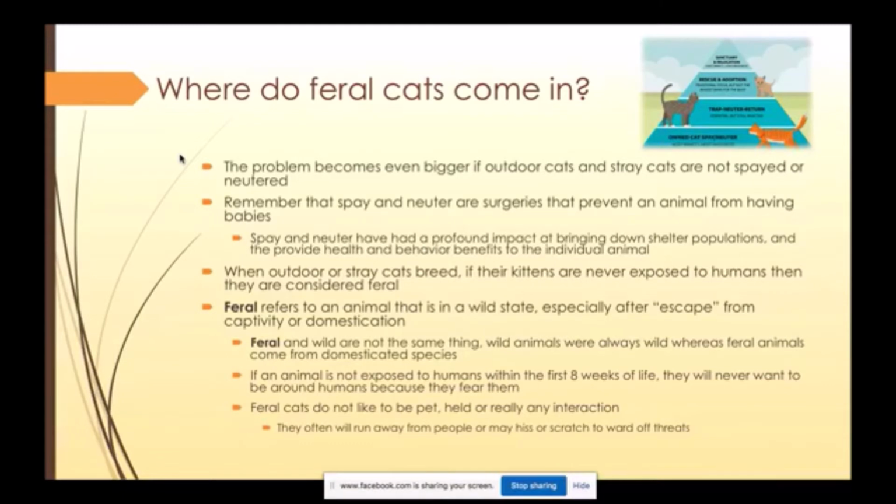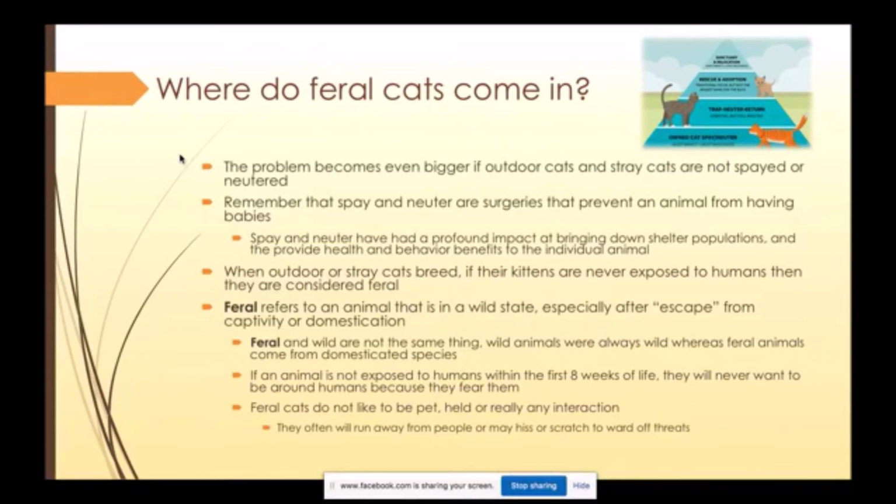If you remember about the last lesson and discussion that we had, which was all about pet overpopulation and spay-neuter, you'll see that there are very proven statistics that spay and neuter prevent animals from becoming overpopulated and can really have a profound impact in bringing down shelter populations, as well as they just provide health and behavior benefits to the individual animal. So spay and neuter, we say spay for female, neuter for males, but they're both surgeries that prevent an animal from having babies. And if cats aren't having babies, then they're not contributing to the overpopulation problem.